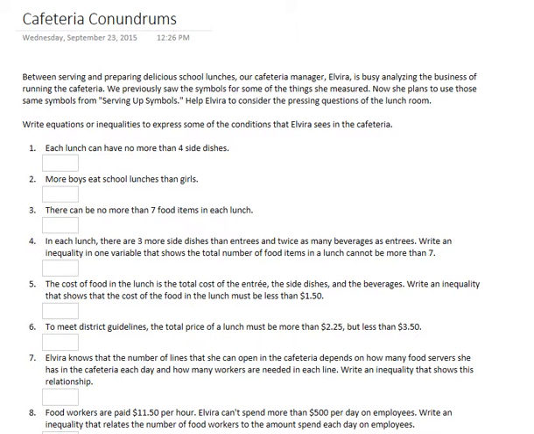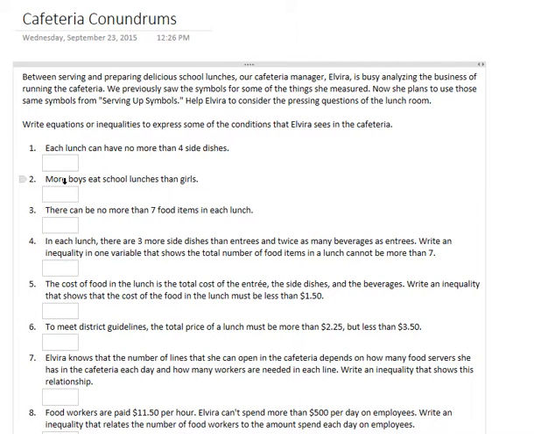Let's read what the directions say. Between serving and preparing delicious school lunches, our cafeteria manager, Elvira, is busy analyzing the business of running the cafeteria. We previously saw the symbols for some of these things she measured. Now she plans to use those same symbols from Serving Up Symbols to help Elvira consider the pressing questions of the lunchroom. This means that if you have not completed the table from Serving Up Symbols, you should not be watching this video. You should be finishing up Serving Up Symbols, because otherwise this task is going to be very difficult for you. We are going to write equations or inequalities to express some of the conditions that Elvira sees in the cafeteria.